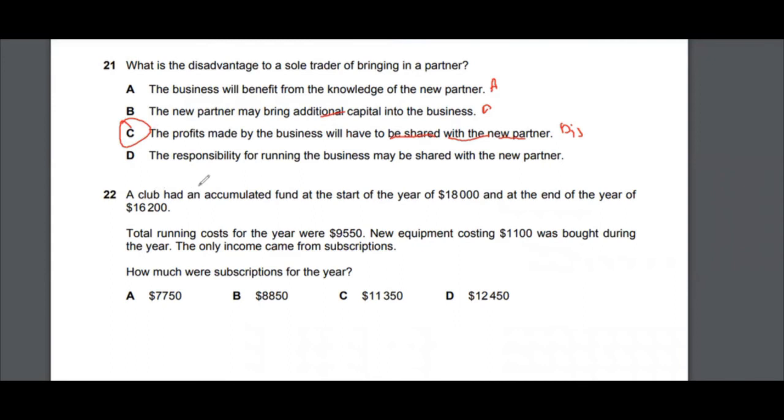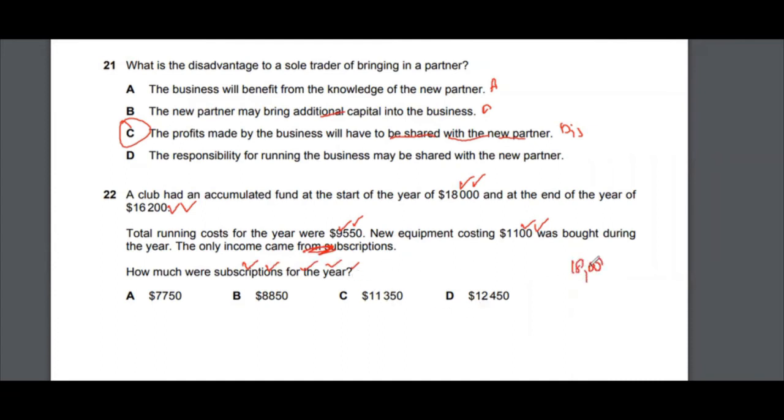Multiple choice 22. A club had an accumulated fund at the start of the year of $18,000, and at the end of the year, $16,200. Total running costs for the year were $9,550. New equipment costing $1,100 was bought during the year. The only income came from subscriptions. How much were the subscriptions for the year, right? So you would have to calculate how much subscriptions were there.